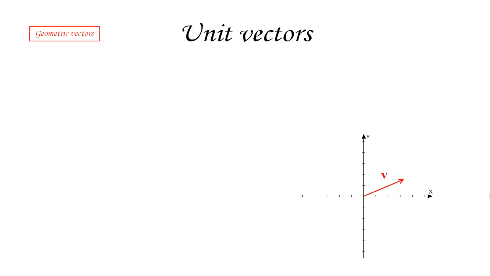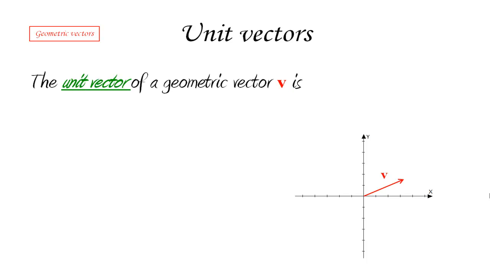Related to that is the issue of how to use unit vectors. The unit vector of a geometric vector v, of any geometric vector, is given by this formula. Now notice what we're doing here. We're taking the vector v and we're multiplying by 1 over the length of v. Remember, the length of v is a number, and therefore so is 1 over the length of v. So I can also think of that as simply v divided by its length.